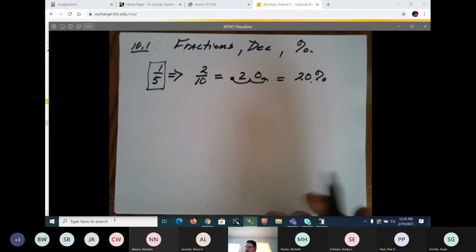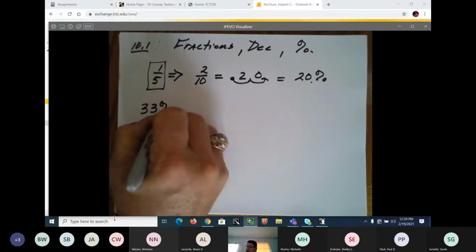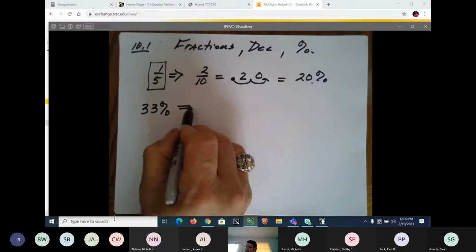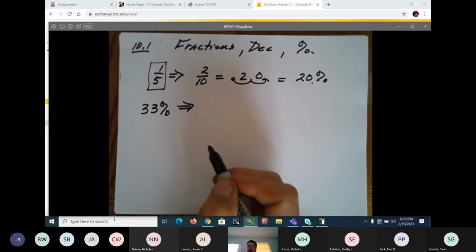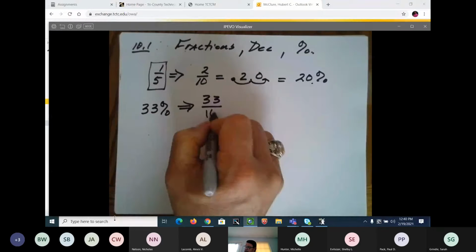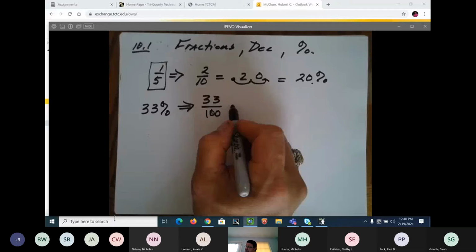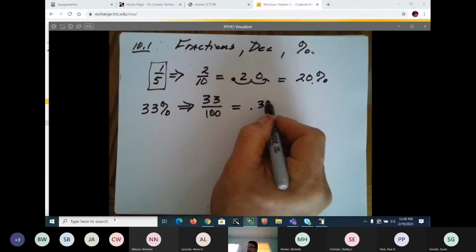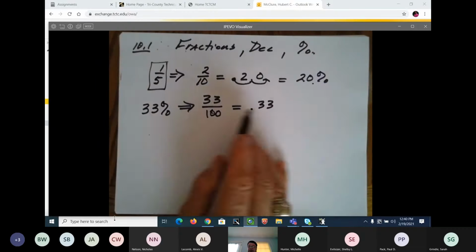If you're given 33%, then you're going to put that over 100. What does percent mean? That means over 100. And I just changed a percent into a fraction, and I can change that into a decimal, 0.33. So I just changed a percent into a fraction, and then changed that into a decimal.